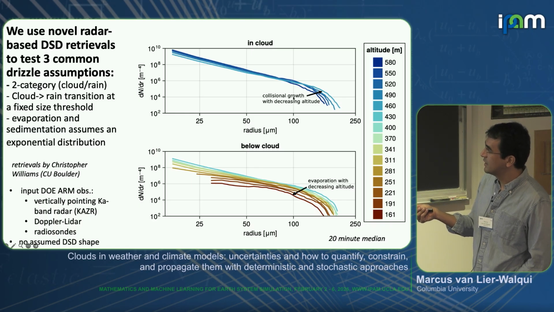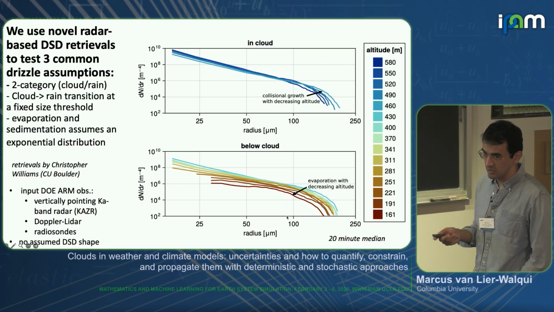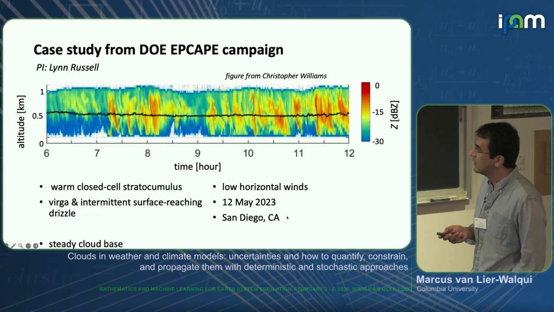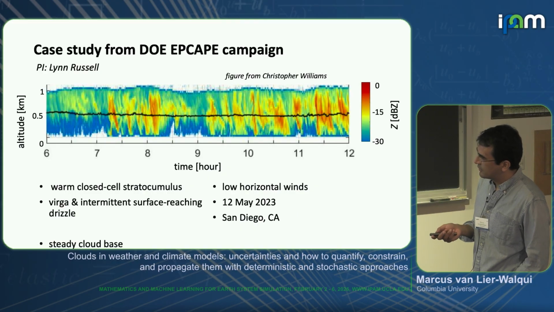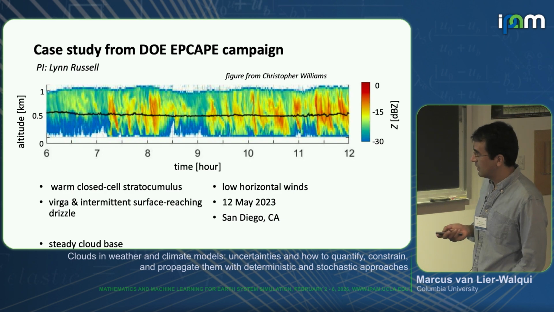One of the cool things is that you can actually see processes happening. This is altitude going down, within cloud and below cloud, and these are retrieved size distributions of the rain. Going down, you get larger droplets. So that's collisional growth. That's pretty cool. And then you can also see that the whole distribution goes down. So it's not just the largest droplets growing larger. Below the cloud, the whole distribution goes down. That's clearly showing evaporation. So we can see processes. This is the radar curtain for that case, off of the coast of San Diego, the EPCAPE campaign.